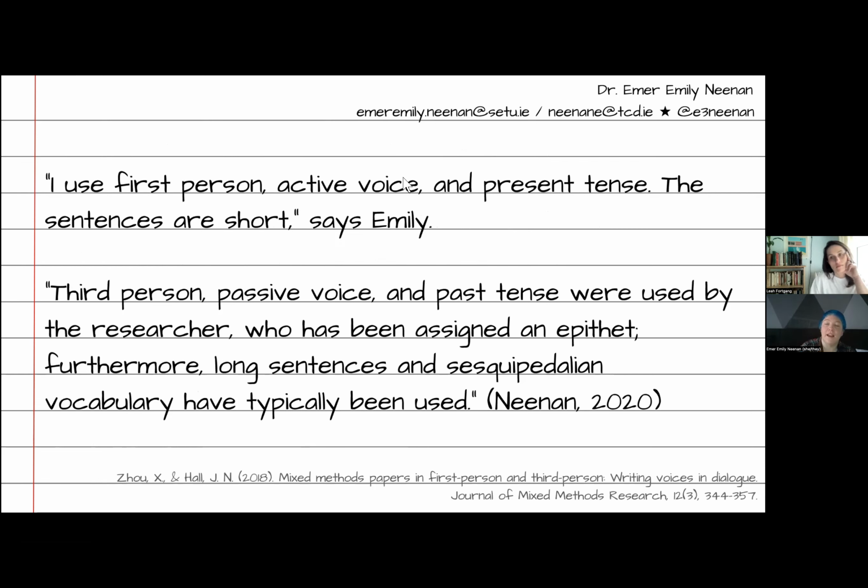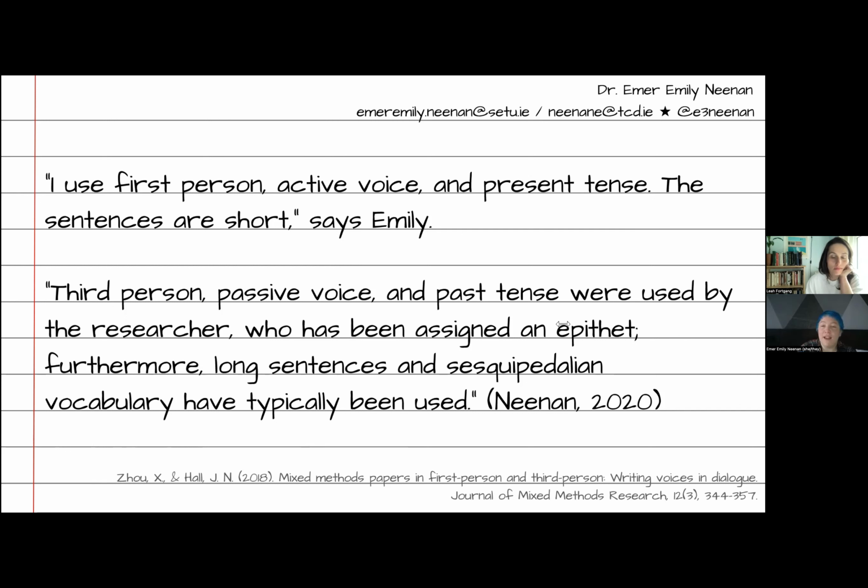When we are writing something like fiction or stories or personal essays, we tend to write in first person, active voice, present tense. Depending on what it is, we'll often use short sentences or straightforward sentences. When we're rewriting or writing our journals, we tend to write longer sentences. But if we're writing a little story, we tend to write shorter sentences.